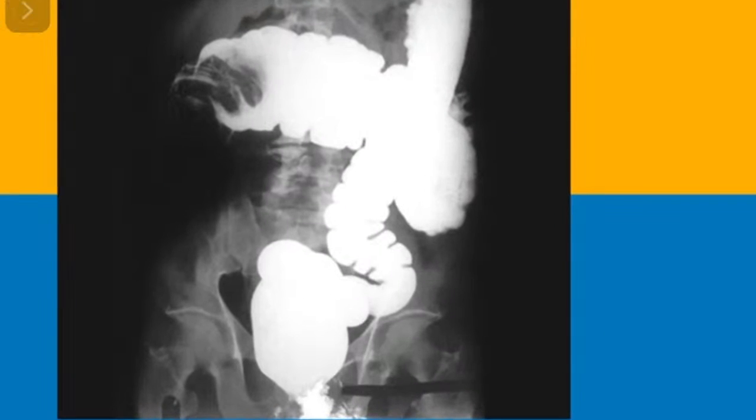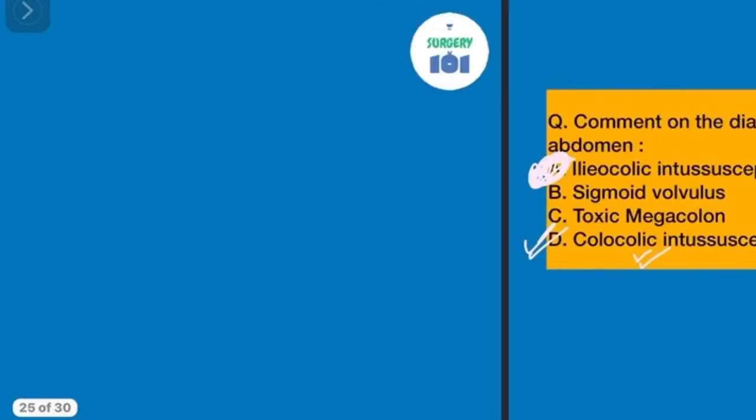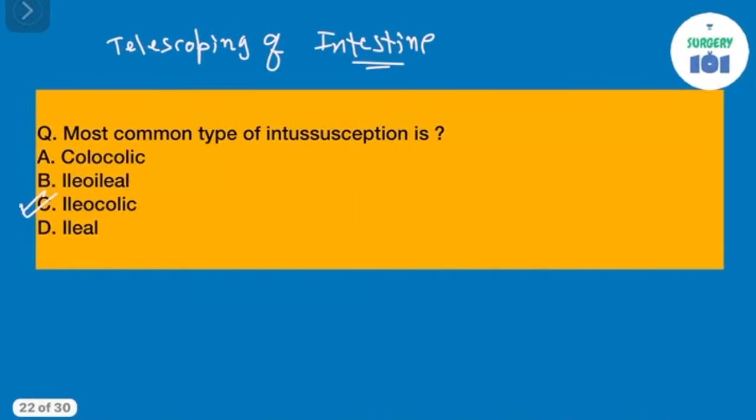intussusception. Okay. Now, this is your barium enema, and you're characteristically seeing a claw sign. What is this? This is the claw sign which you're seeing over here, right? So this is the claw sign which you're seeing in the colocolic intussusception, right? So that's it, guys.